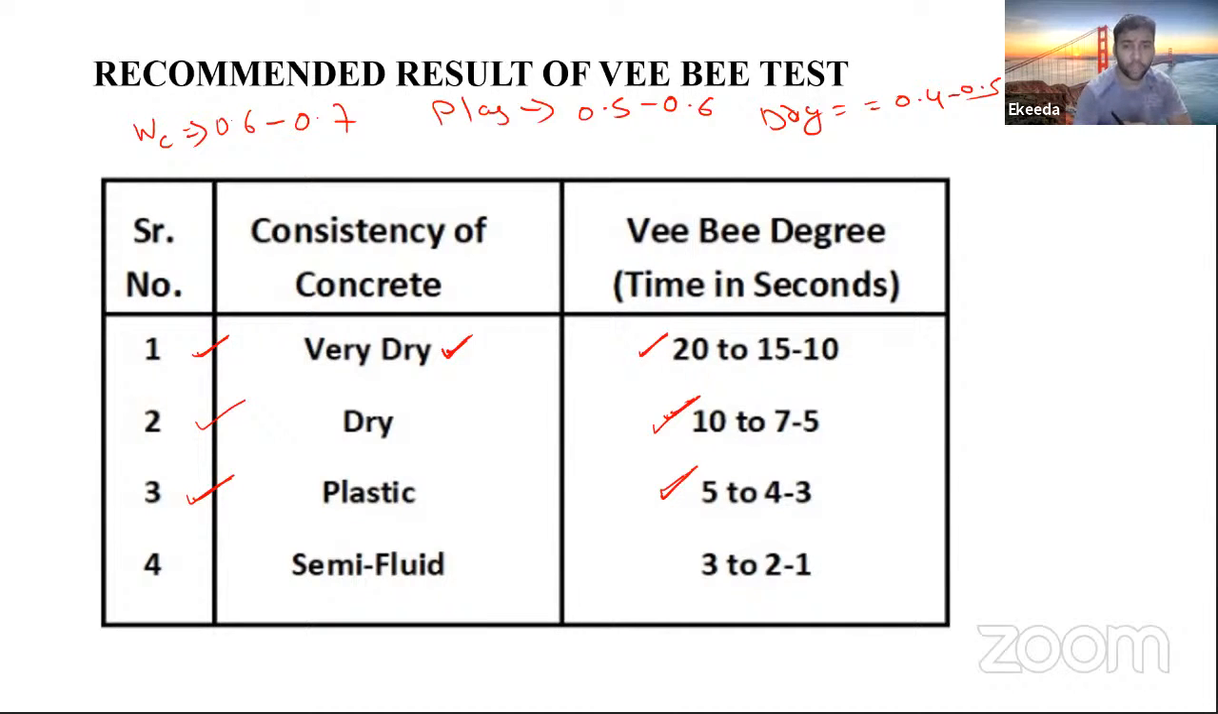Now semi-fluid concrete, that is in the range of almost flowing concrete, is known as semi-fluid or highly workable concrete. Its VB time is very less, in the range of 2 to 3 seconds. It means that when you just start the vibrating machine, it will suddenly change its shape from the slump cone to the cylindrical shape. That type of concrete is known as highly workable concrete. So that is the VB time in seconds.